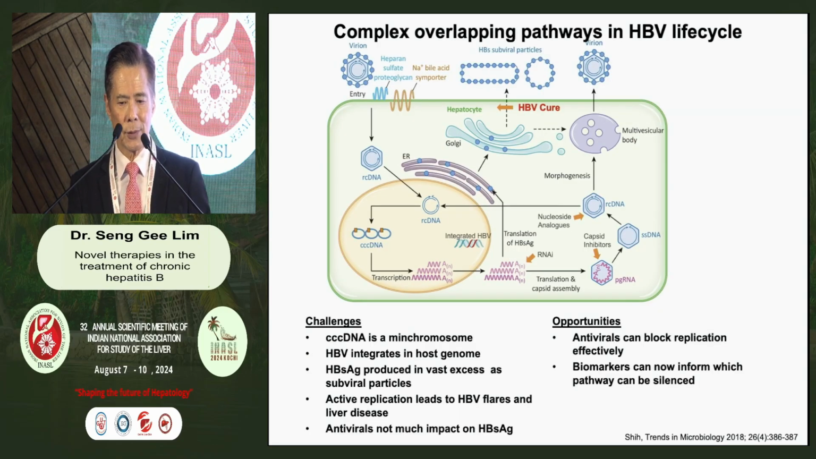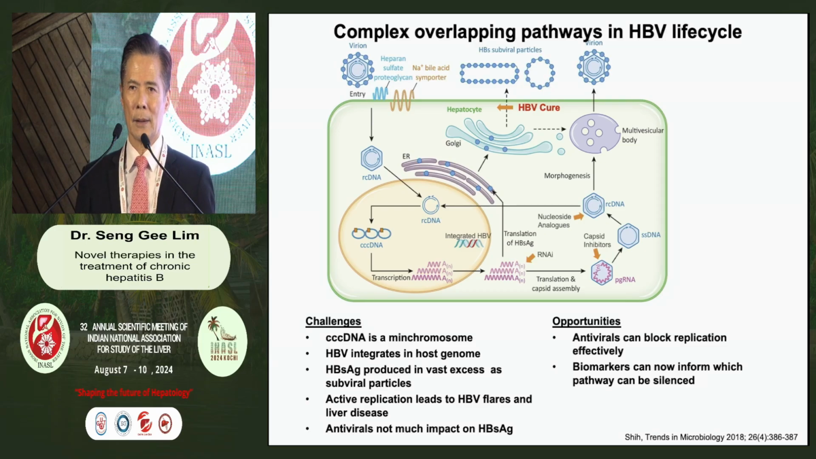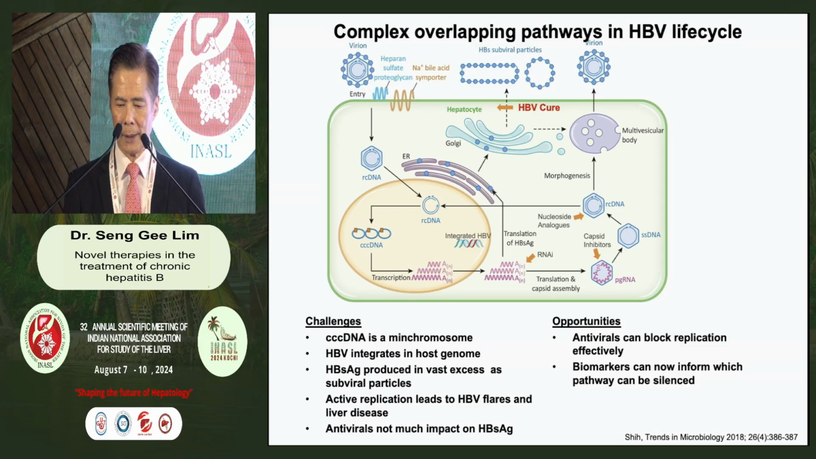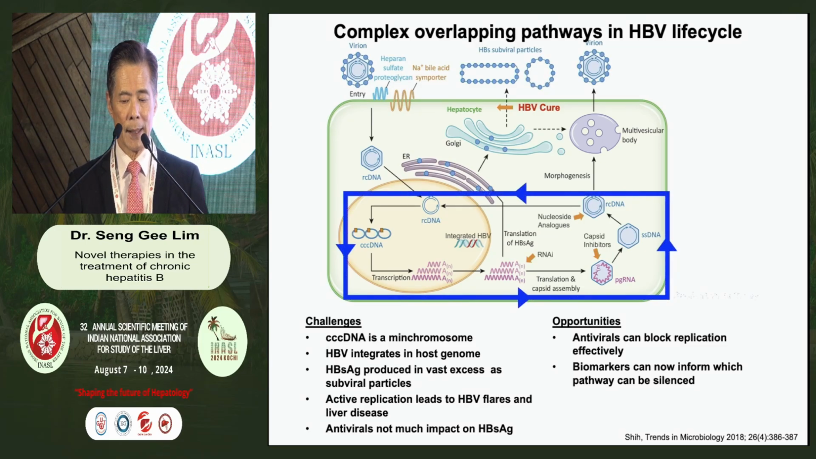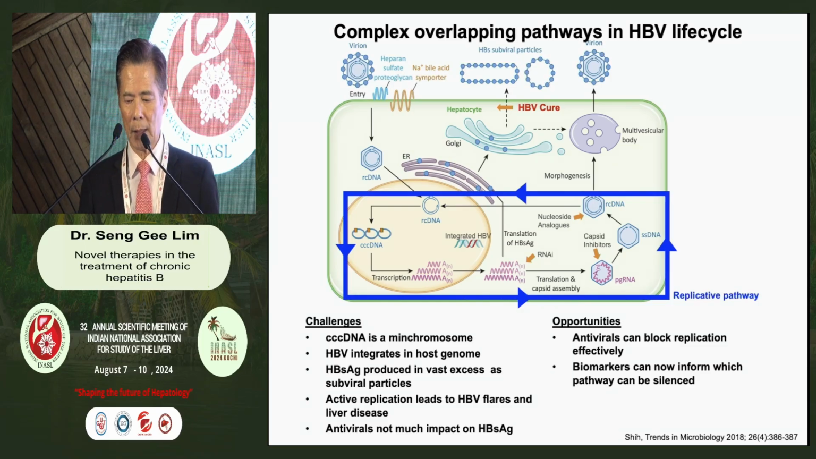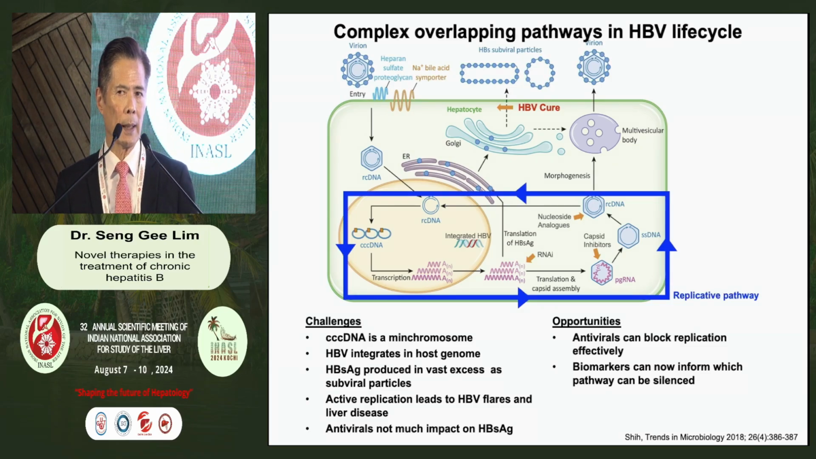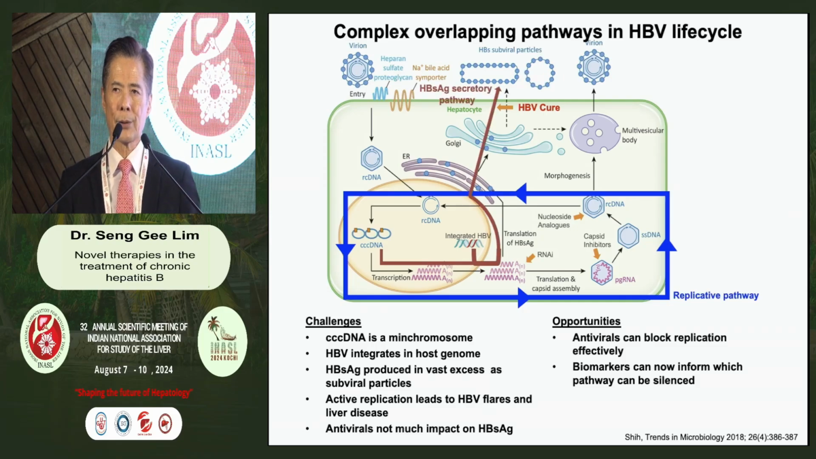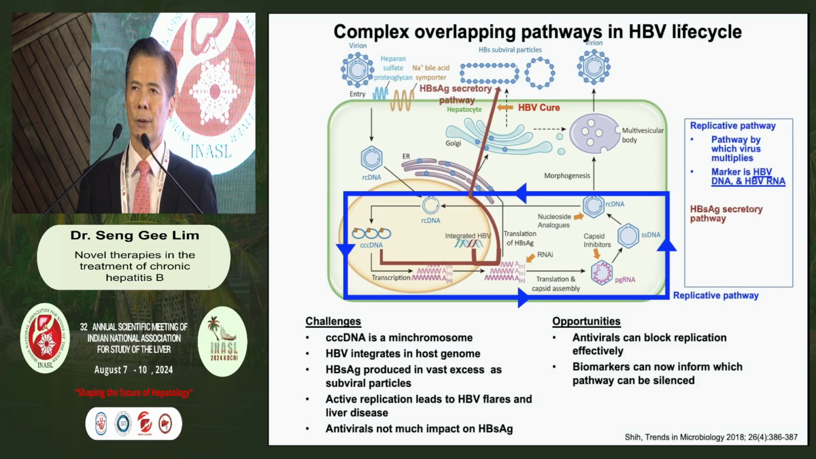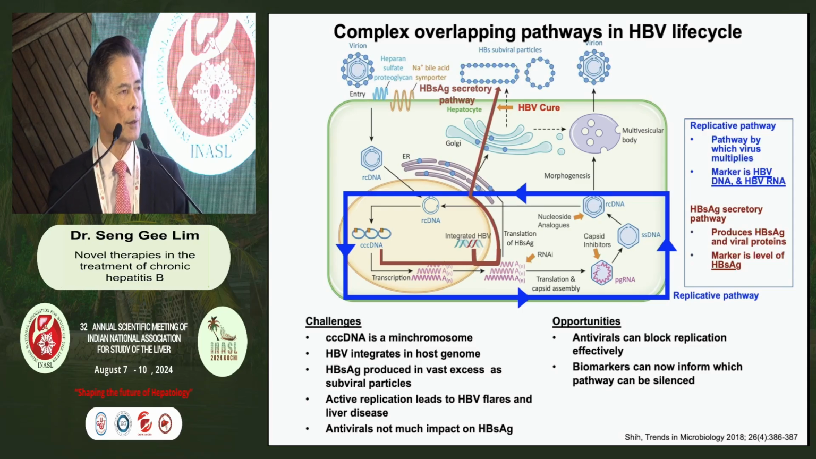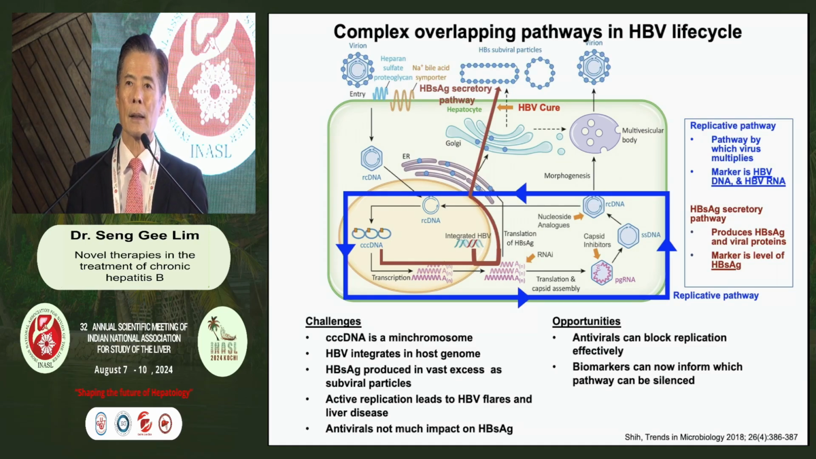Now the challenge is the complex life cycle and the complex natural history of hepatitis B. So there are really two pathways when you look at hepatitis B. There's a replicative pathway which is measured by hepatitis B RNA and DNA, and this allows the virus to replicate effectively. But actually, there's the S antigen pathway. This pathway is the production of the envelope or the surface protein, and this is produced in excess by as much as 100,000 compared to a replicative virion.